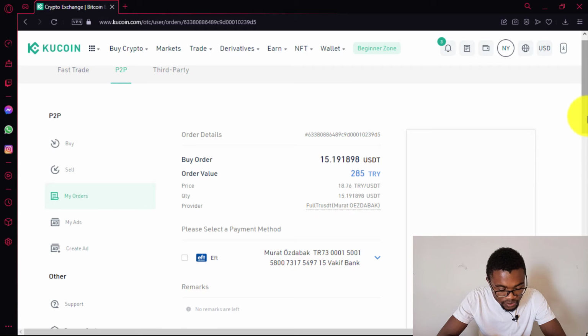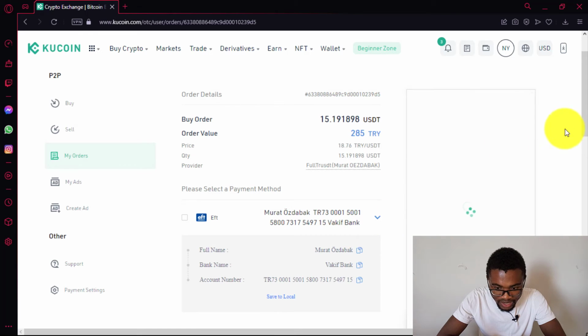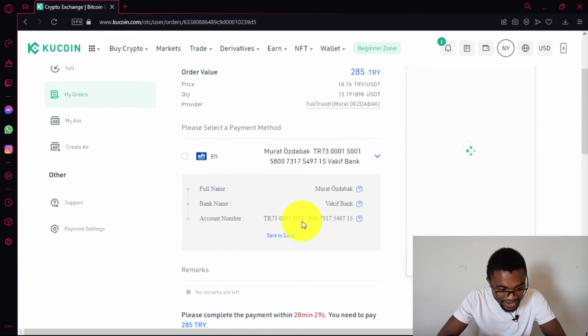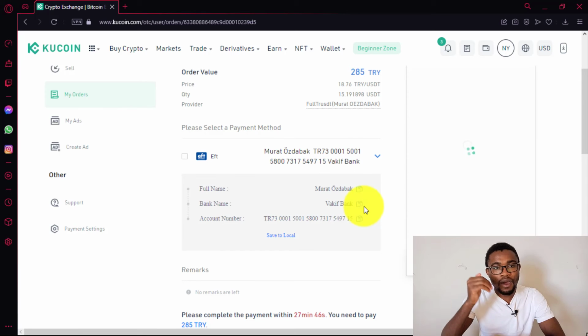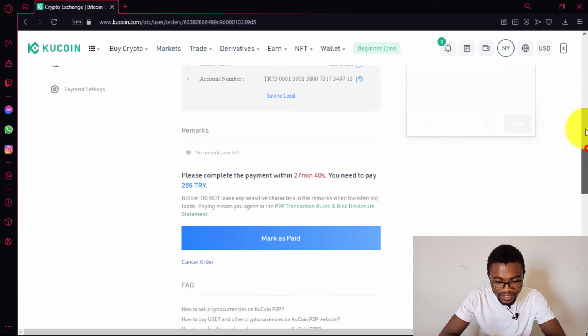All what you need to do is to scroll down and come and press over here. Then here you'll be able to see the bank account information where I need to transfer money to. So I just need to transfer 285 Turkish lira to this bank account over here. So you just need to copy this bank account details and go to your bank account mobile application and make this transfer. Once you have made the transfer, you just need to come and press on mark as paid.